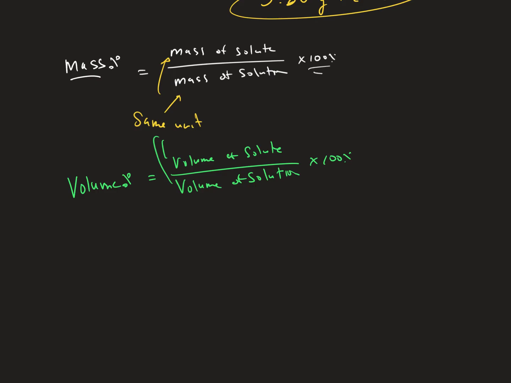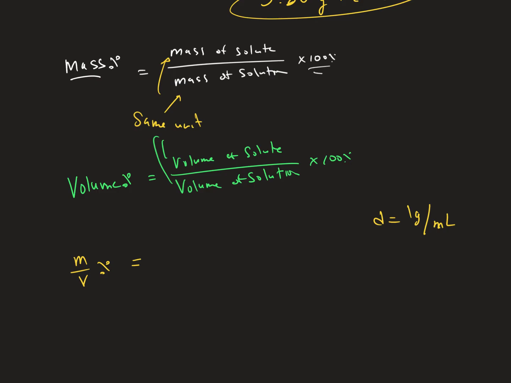All right, what about mass to volume percent? You think this is possible? Does mass ever cancel out with volume? It does only with aqueous solutions. Why is that? The density of water equals 1 gram per milliliter. 1 gram of water equals 1 milliliter of water. They cancel if we are using grams for our solute and milliliters for our solution.